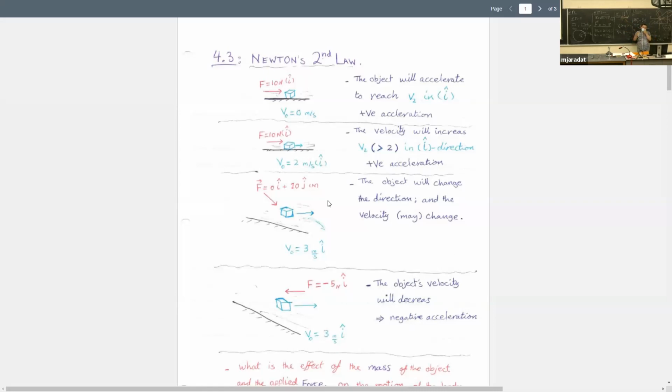So the effect of the force in physics is that it will change the velocity. When we say it will change the velocity, that means the speed and direction. It will change the speed and/or the direction. This is the effect of force on any object.